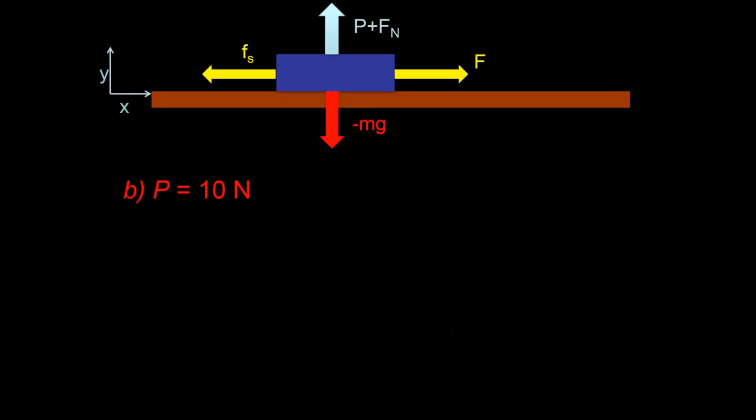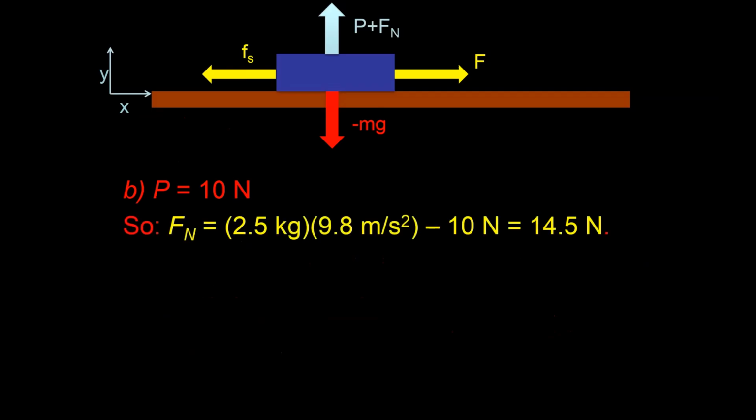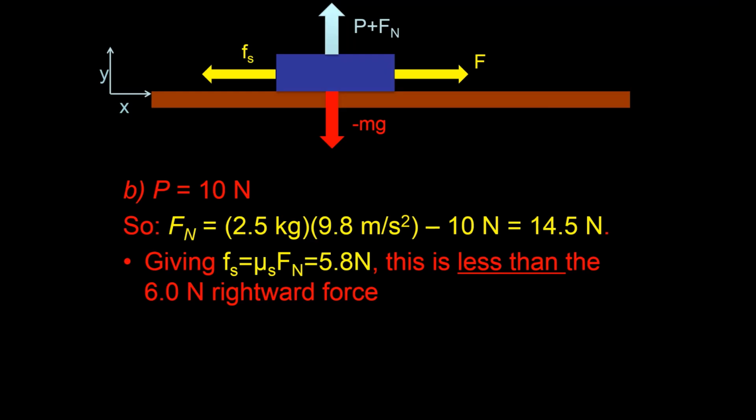Now what happens if P is equal to 10 newtons? Well, again, our normal force now will be 2.5 times 9.8 minus 10. This will give us an overall 14.5 newtons now. Let's recalculate our frictional force. So Fs will be mu N, and this will give us 5.8 newtons. Remember, our driving force here was 6 newtons. This means that our driving force, now we've pulled up on the block with 10 newtons, exceeds our frictional force of 5.8. That means the block is going to move rightward.